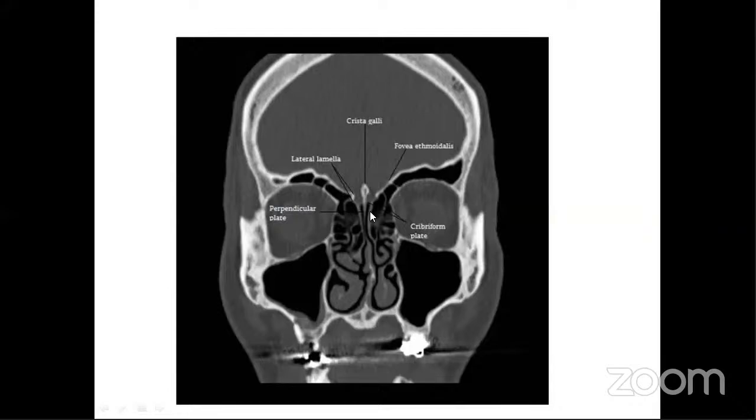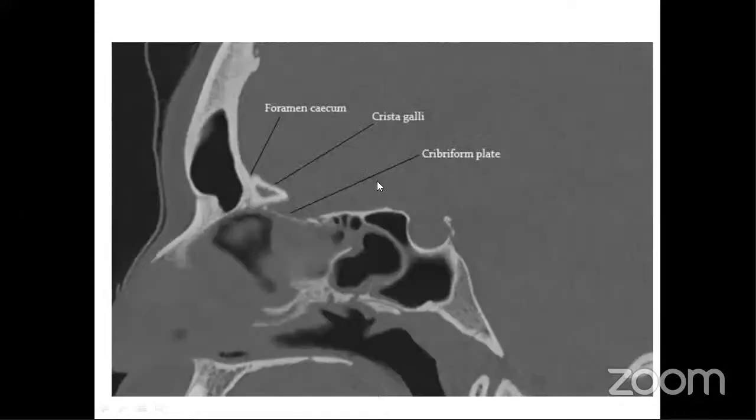These areas are most susceptible to damage due to trauma and some nervous pathology as well. And this is a lateral view of the CT brain showing the cribriform plate and the crista galli in relation to the olfactory tract. Nerves are not visible on CT scan, so we cannot see them here. But the olfactory nerve is located here on the posterior part of the nose.